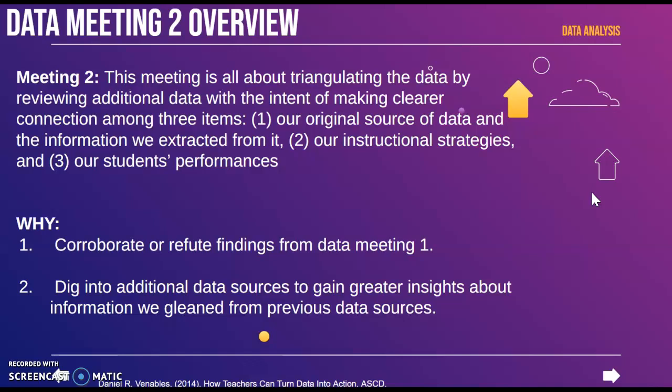In data meeting number 2, just a quick overview. So this meeting is all about triangulating the data by reviewing additional data with the intent of making clear connections amongst 3 items. And here are the 3 items. And here's the why.